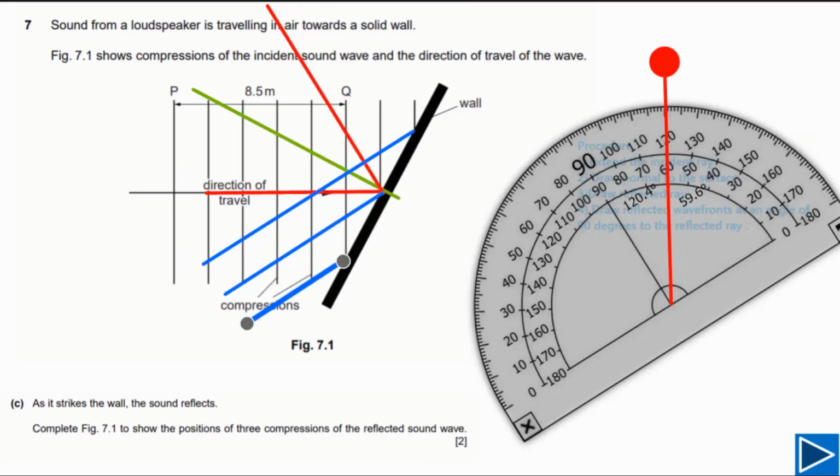We also need to draw an arrow on the reflected ray. So this is the arrow for the reflected ray. This is very important. So we can also draw an arrow here. This is how you need to answer this question.